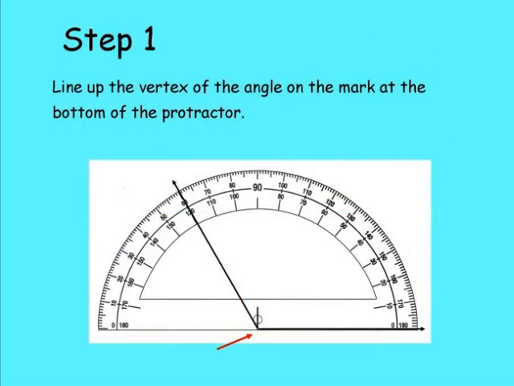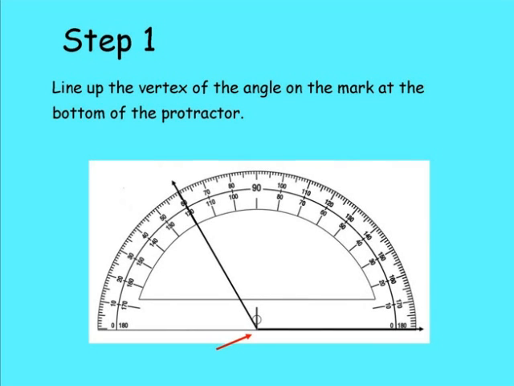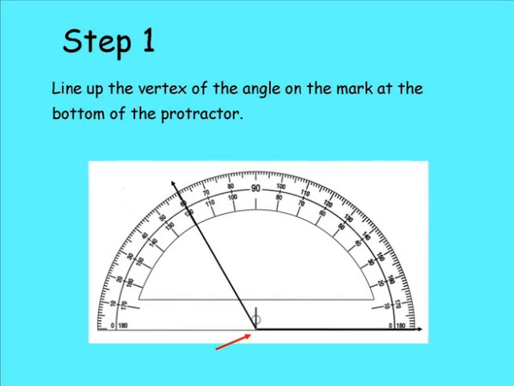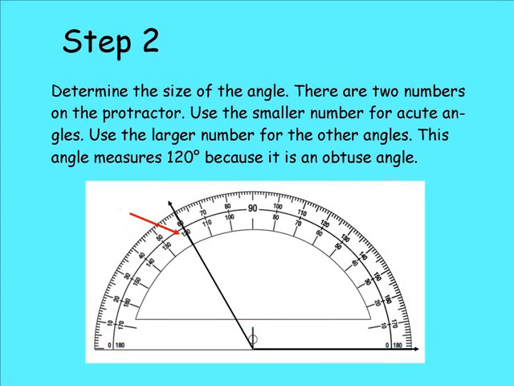The first step in measuring an angle is to line up the vertex of the angle on the middle mark at the bottom of the protractor. The vertex is where the two lines meet. The next step is to determine the size of the angle. Look on the protractor to determine the measurement. When in doubt as to which number it is, ask yourself what type of angle it is.